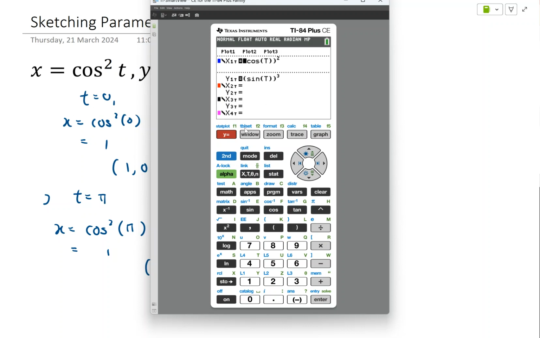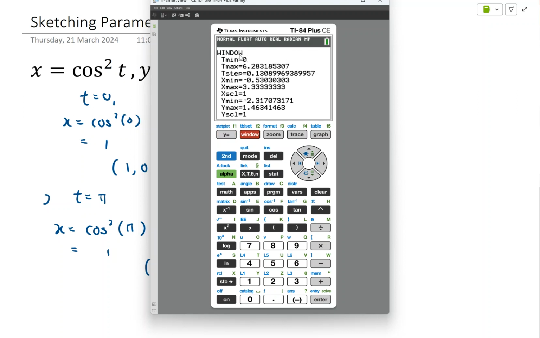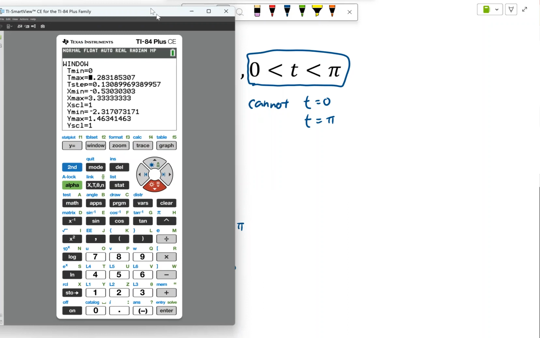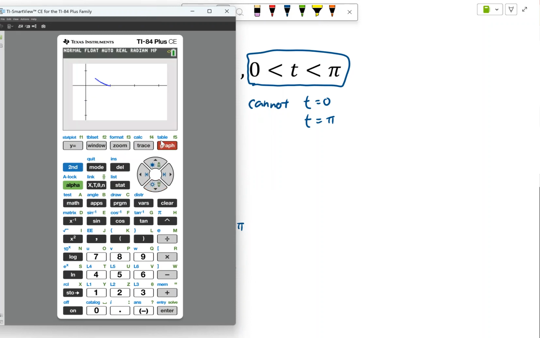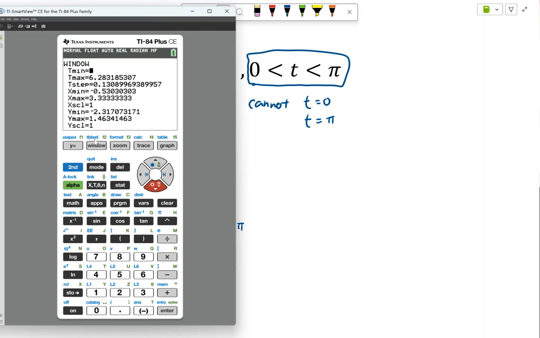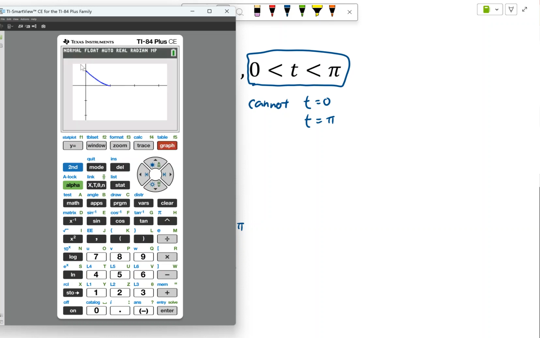Now, by default, the window, the t minimum will be set as 0. T maximum, this value corresponds to 2 pi. But because your question is talking about 0 to pi, you have to change it to pi. Now, if you didn't change it, you will get two graphs, one on top and one below. So you have to change the maximum value of t to pi only, which is 3.1415, or 16, doesn't matter. So now when you press graph, only the top part exists.